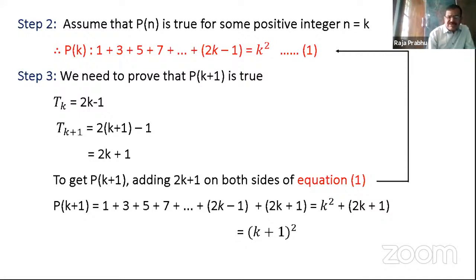So we got this now. Here in the place of n square, we got k plus 1 whole square, means n is replaced by k plus 1, means here it is very clear that P of k plus 1 is also becoming true, means P of k plus 1 is also verified.